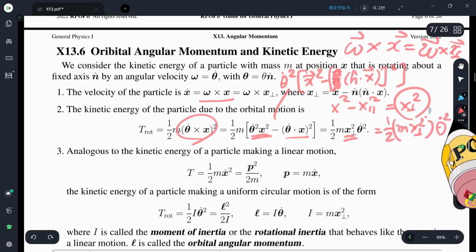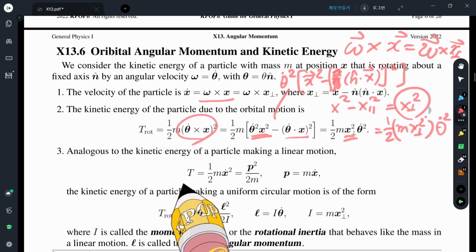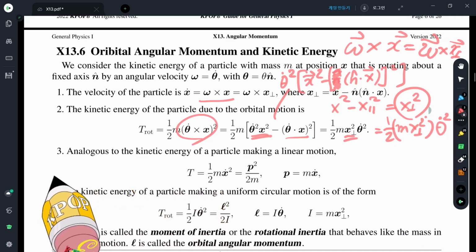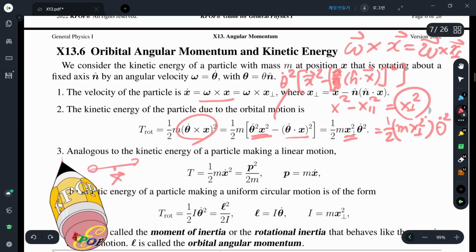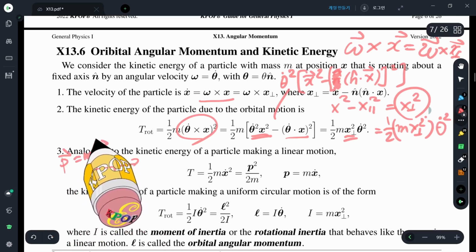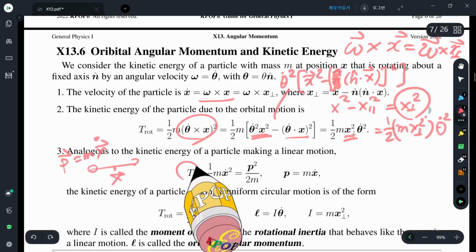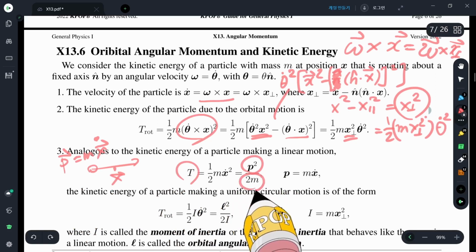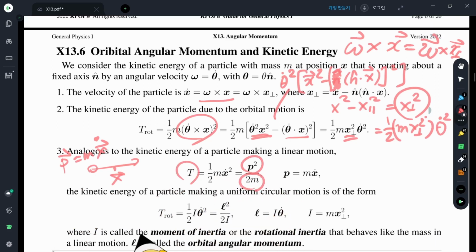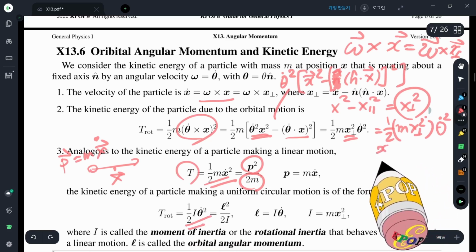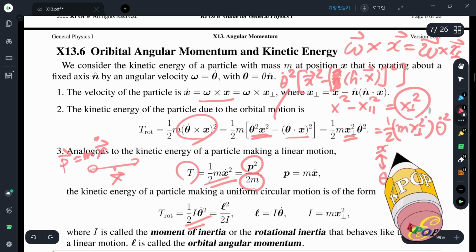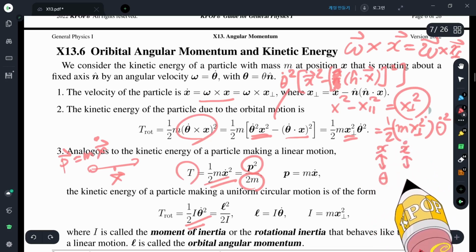Now we recall the kinetic energy of a linear momentum system. A particle moves with the velocity v, and p is mass times the velocity, and the kinetic energy is p squared over 2m, or 1/2 mv squared. In a similar manner, we arrive at the same quantity, the kinetic energy. Relative to x, we have theta. Relative to x dot, we have theta dot.